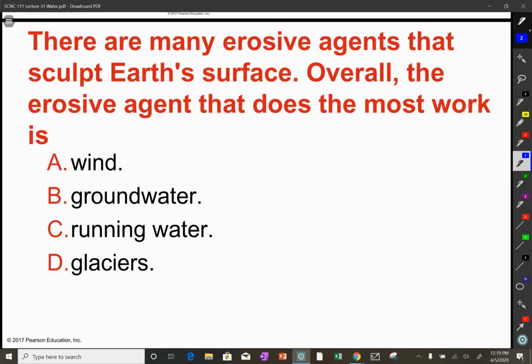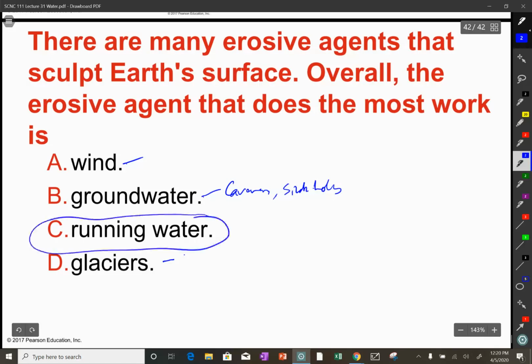This is where we will end today's lecture. There are many erosive agents that sculpt the Earth's surface. Overall, the most erosive agent that does the most work is, what do you suppose? We just talked about wind. It does erosive work. Groundwater does erosive work. That's how you have your caverns and sinkholes. Glaciers, they do a lot of work slowly. But running water is the biggest erosive agent. It's doing the most changing of what we see.